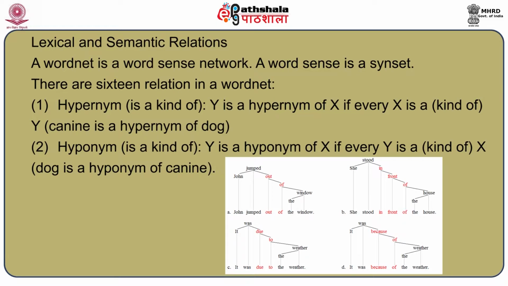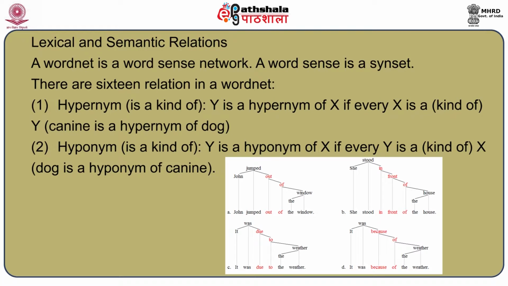There are 16 relations in a WordNet. Some of the major relations are as follows. Hypernym is a kind of relationship. Y is a hypernym of X if every X is a kind of Y. Canine is a hypernym of dog. Hyponym is a kind of relationship. Y is a hyponym of X if every Y is a kind of X. Dog is a hyponym of canine.